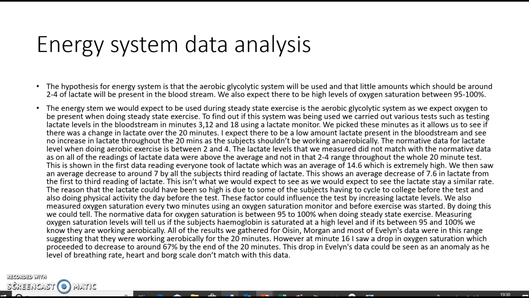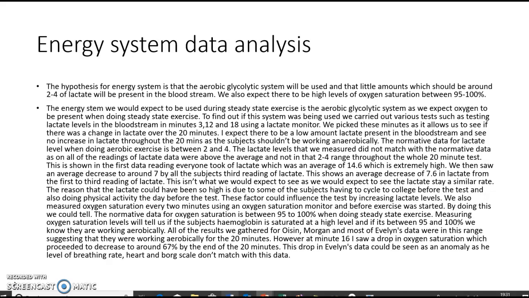I expect there to be low lactate present in the bloodstream, and there should be no lactate increase when working aerobically. But if there is an increase, it suggests they're working anaerobically. The normative data for lactate is 2 to 4. Our lactate measurements did not match up with normative data, as all the readings were above the 2 to 4 range throughout the whole 20 minutes of the test.